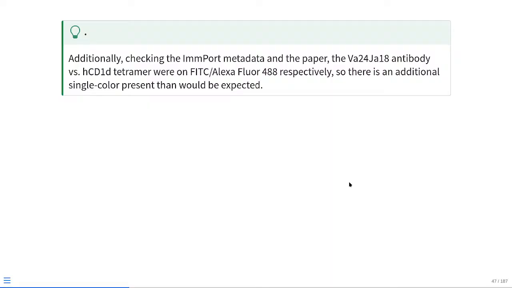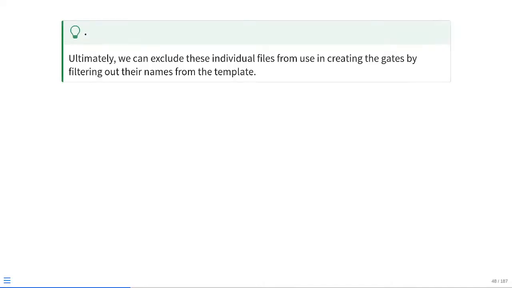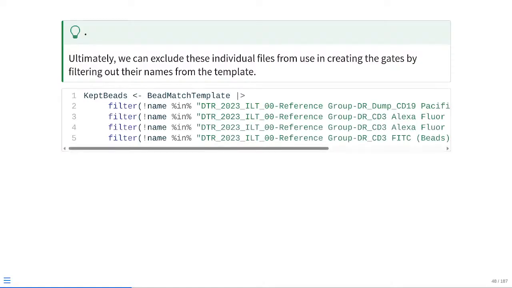So ultimately, if you went back into import metadata and verified with the paper, you would also see that the V alpha 24, J alpha 18 antibody, as well as the CD1d tetramer, were not exactly on the same fluorophore. They were placed on FITC, and then the tetramer was placed on Alexa Fluor 88. So there could additionally be one additional antibody that's present beyond the 29 colors that we're expecting. So ultimately, we just need to make sure these individual files get excluded when we create our gates, which can be done by filtering them out from the overall template.